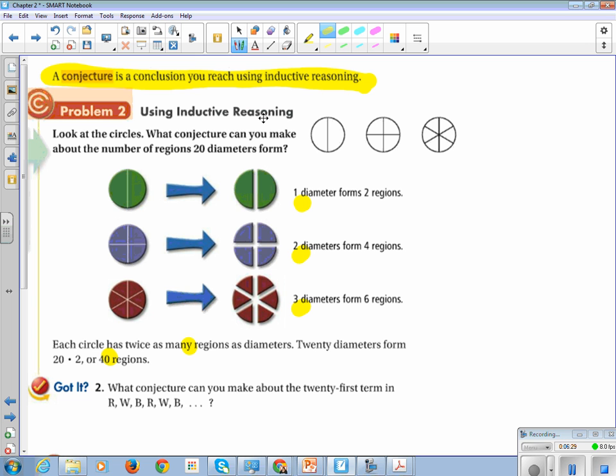So we find the pattern and use that pattern to make a conjecture. Use inductive reasoning. Remember, we said inductive reasoning is the pattern or the observation, and then the conjecture is what you do with it. So we're going to make conjectures. I'm going to make a conjecture that you guys are going to graduate high school.